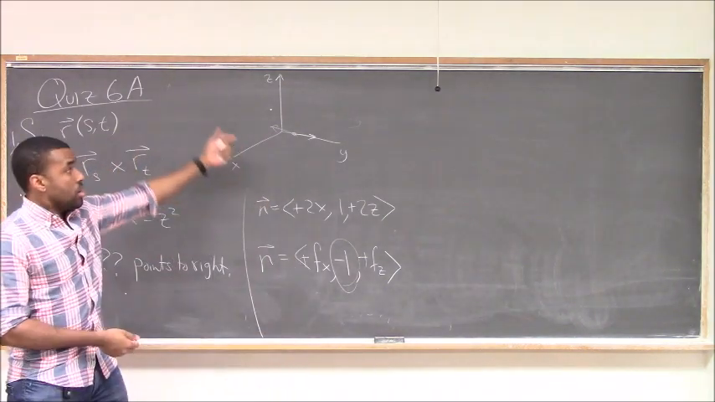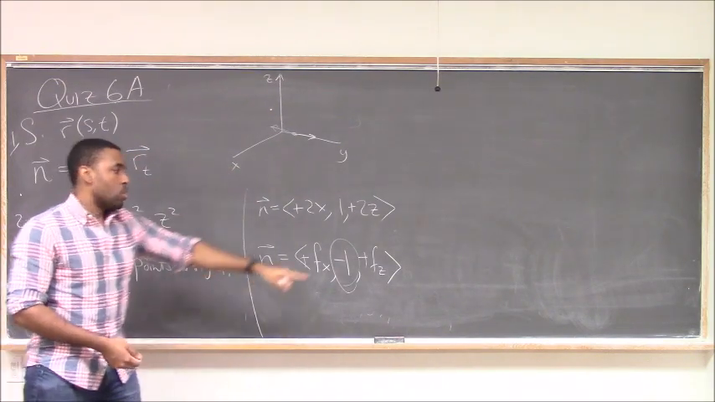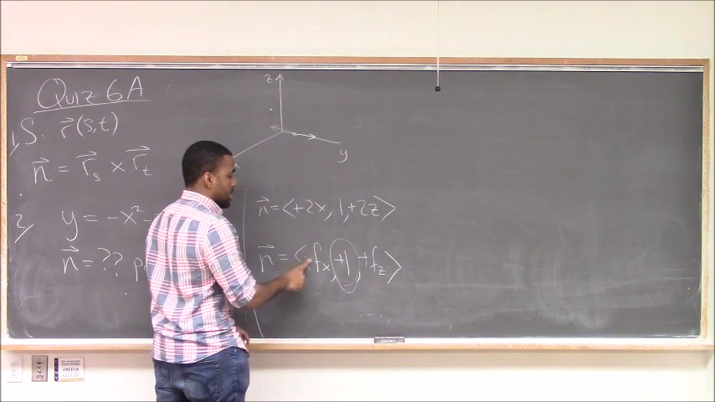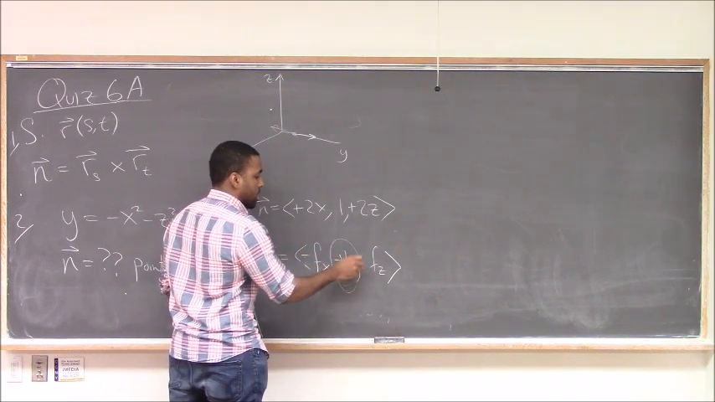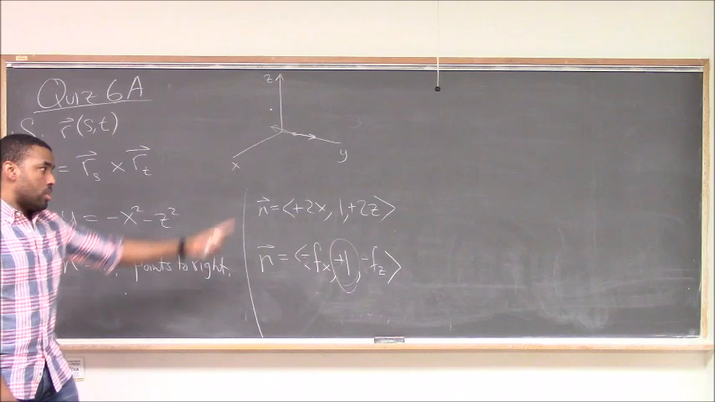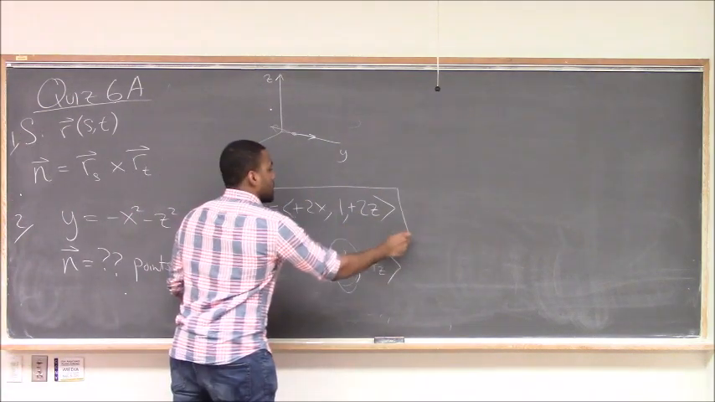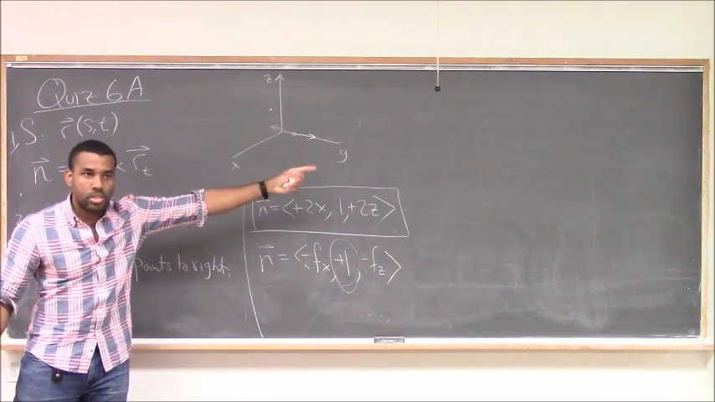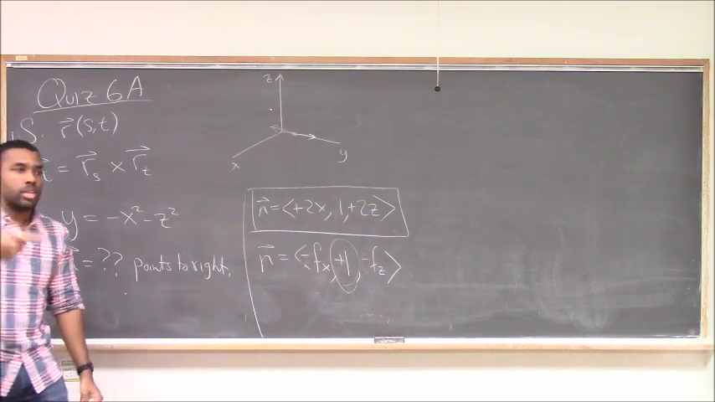So for this one, if I want to point to the right, it means I need the y-coordinate to give me a positive number. And so I would use the formula that has the negative here, positive 1, and a negative here. And therefore, this would be the correct normal vector. If the question asked for the leftward pointing, the answer would be the negative of this, right? You would have to know to take the negative.